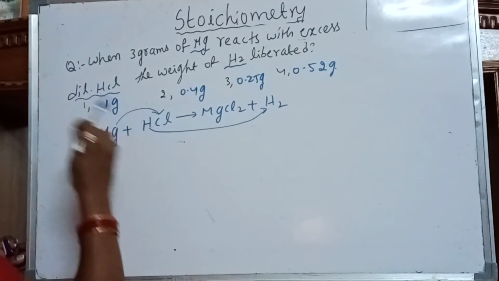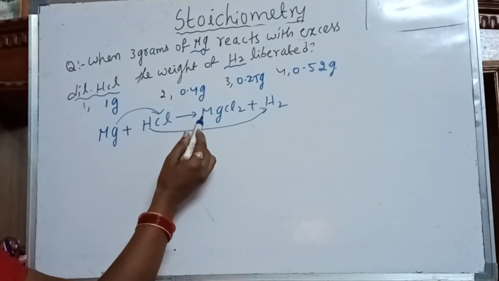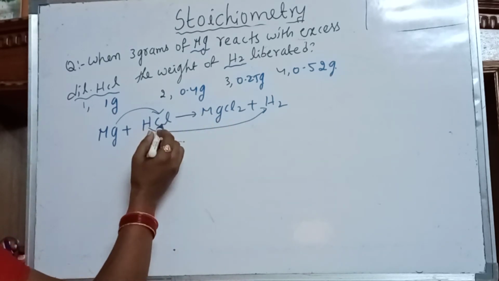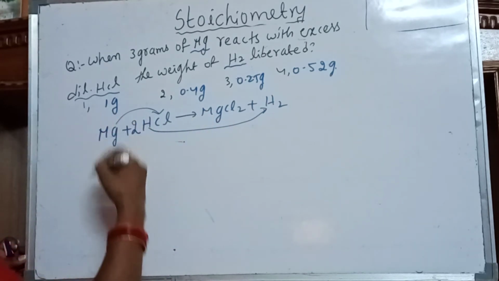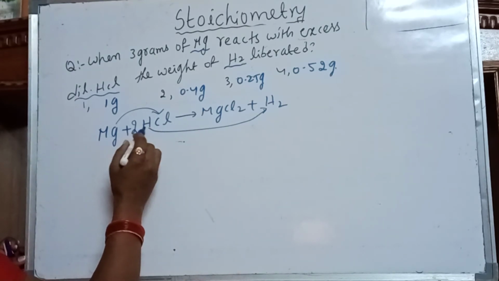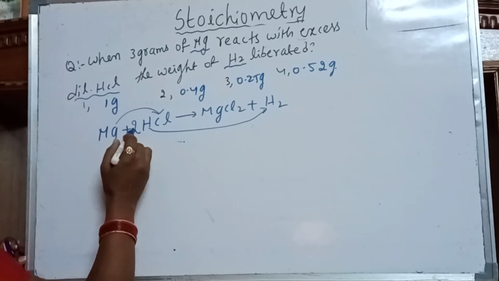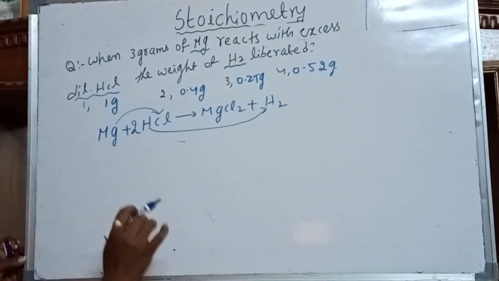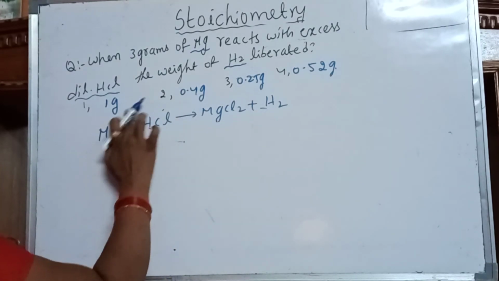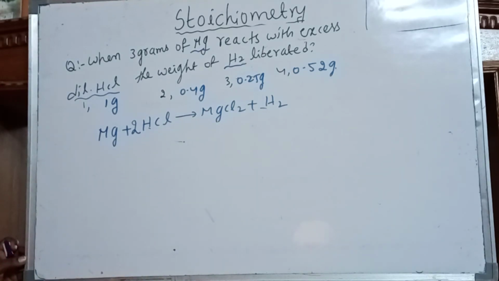Then to balance, how many magnesiums are there? 1. Here also 1. Balanced. But how many chlorines are here? 2. But here only 1. For balancing that, write 2 before HCl. Then lastly hydrogen. How many hydrogens are there here? 2 ones are 2. So 2. So this is the balanced equation. What is that balanced equation? Mg plus 2HCl gives MgCl2 plus H2.